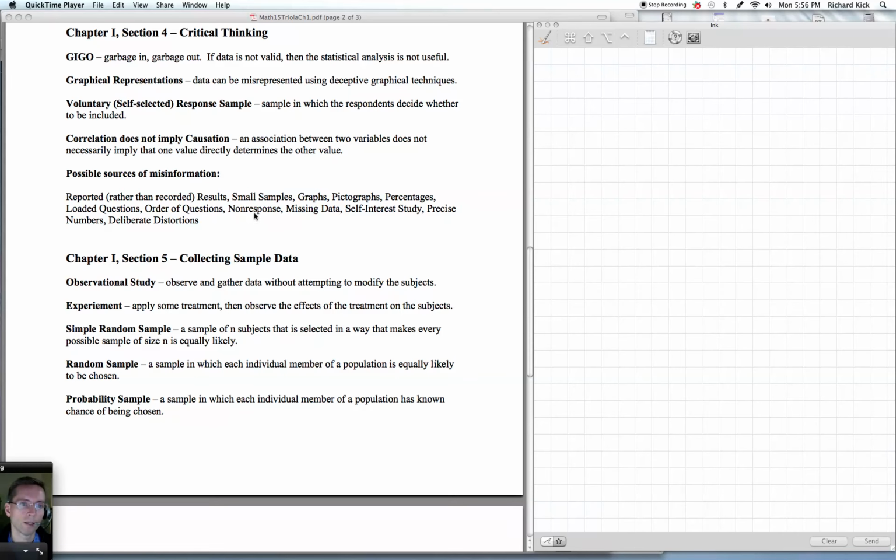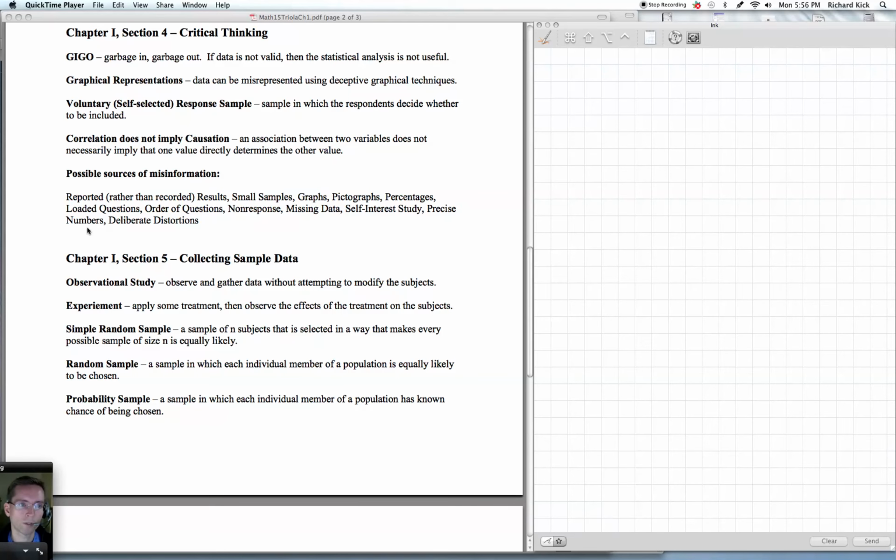Non-responses should be analyzed because sometimes those non-responses give you information, so don't just dismiss non-response. Missing data is often a problem with surveys or with studies, so make sure you account for missing data. If it's a self-interest study, you are doing a study for your job, and you know that the results could influence your job or influence your company, that could introduce bias into your study.